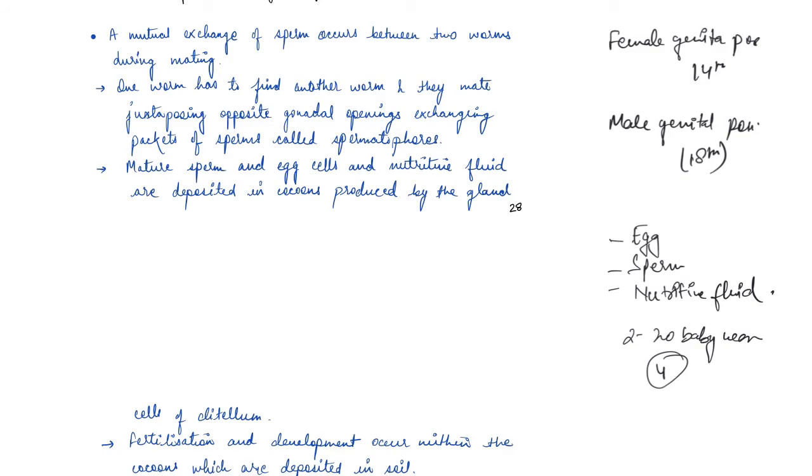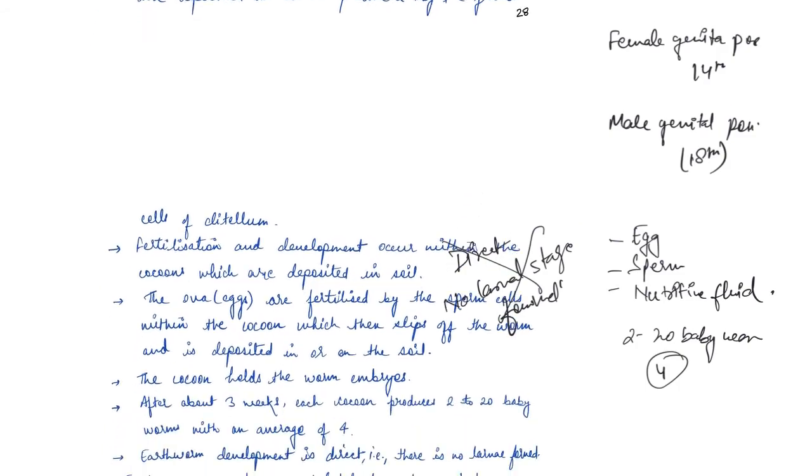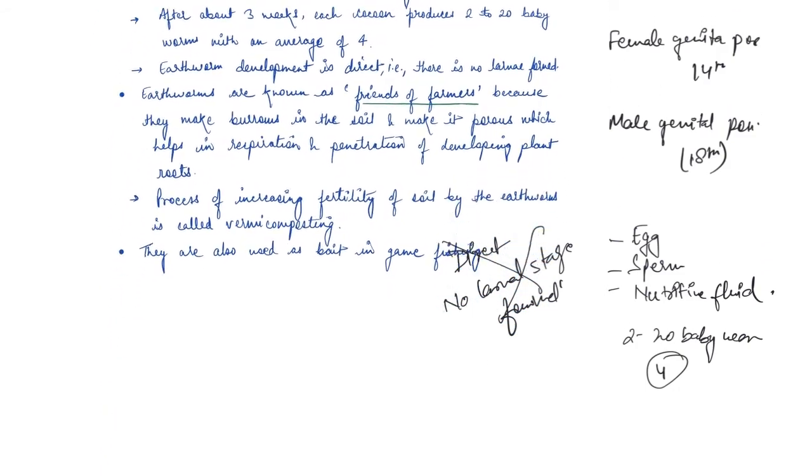Now, guys, also remember that earthworm fertilization is direct. So there is no larval stage found. The development is direct, right? So, guys, with this, we have come to the end of the entire earthworm segment.